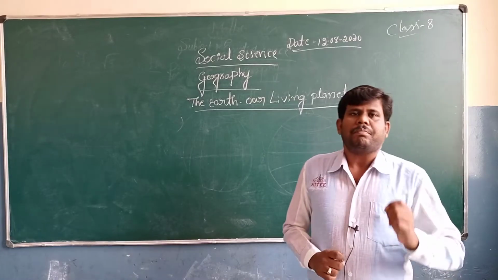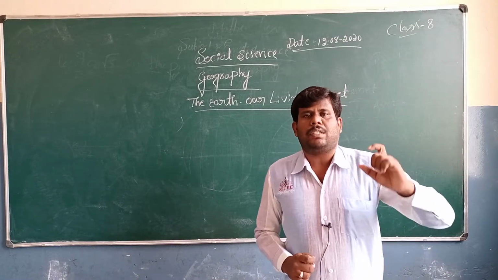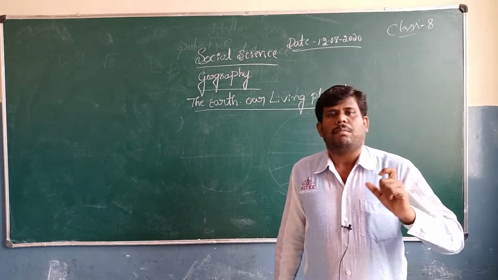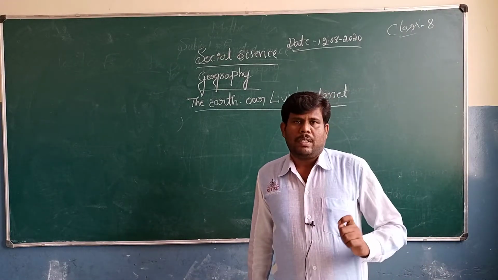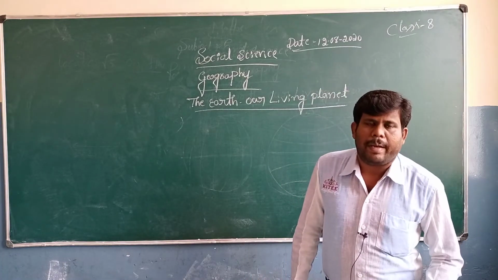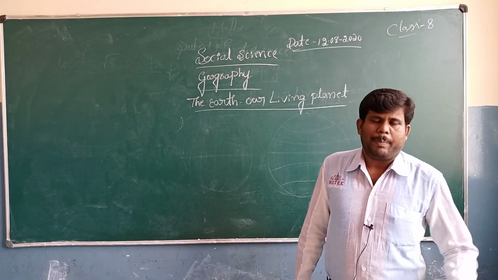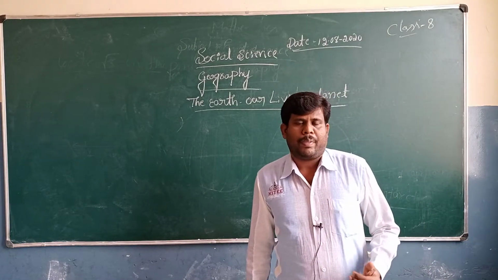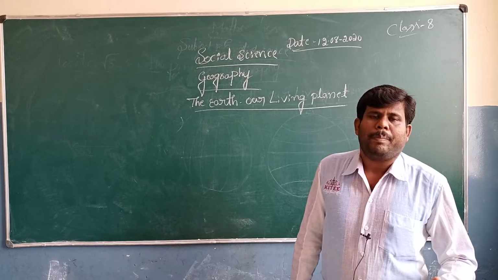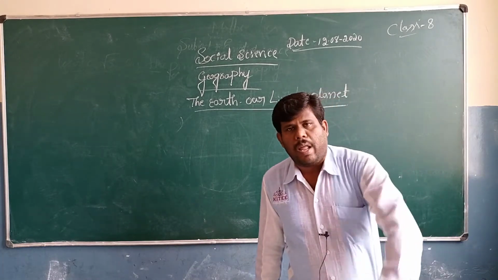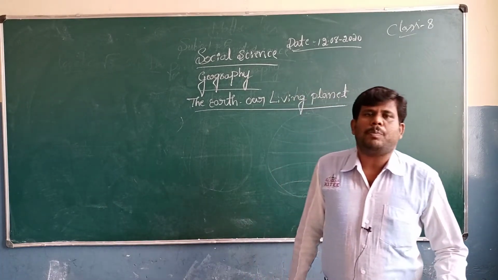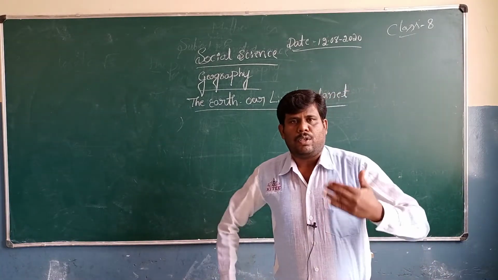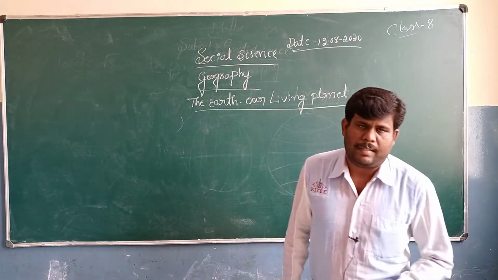You know that our Earth is divided into two parts by the equator. Northern part is called the northern hemisphere. Southern part is called the southern hemisphere. Northern hemisphere is called land hemisphere. Southern hemisphere is called water hemisphere. You learned this already in the last class.